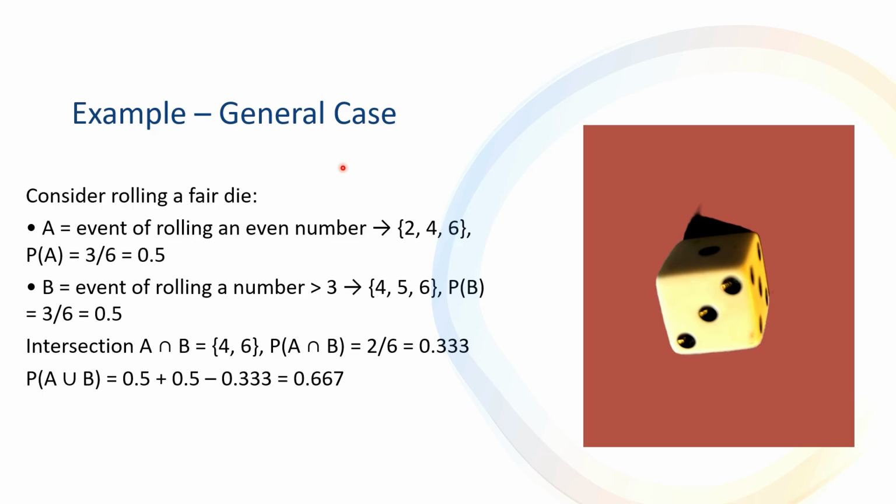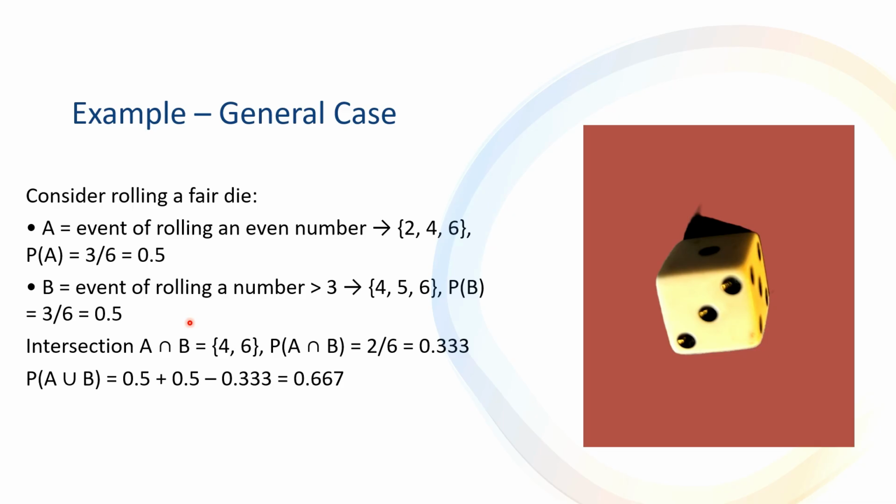So let's look at a case here. An example: A is the event of rolling an even number, so that'd be 2, 4, and 6. So we know the probability of A, which is the number of favorable outcomes divided by the total of possible outcomes, which is 3 divided by 6, is equal to 0.5. Now let's take a second event, the event of rolling a number greater than 3. So that'd be 4, 5, and 6. We also have 3 favorable outcomes divided by 6 possible outcomes, so the probability is equal to 0.5.